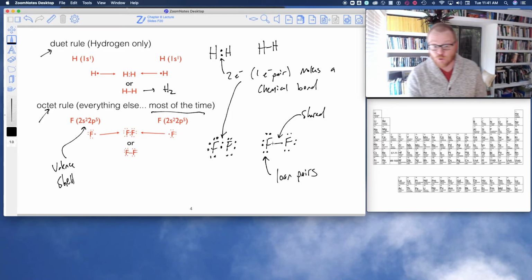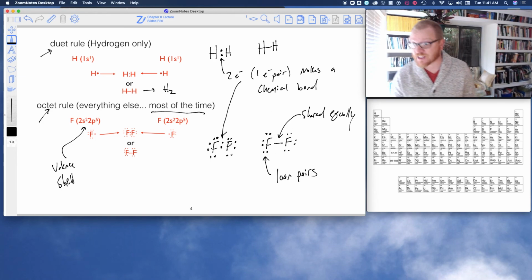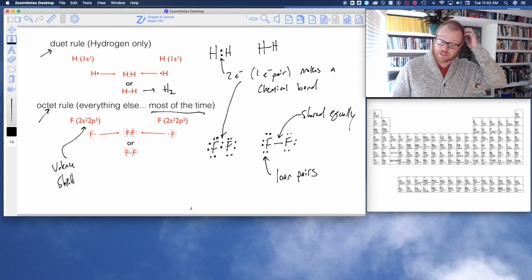Because each atom is the same, this fluorine atom is the same as this fluorine atom, and they're being shared equally. So this makes it a covalent bond. Now, if we were to change one of those atoms, so a fluorine bonded to a different atom, they're no longer going to be shared equally, and that's what we're going to explore next.